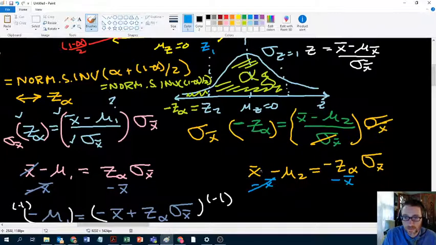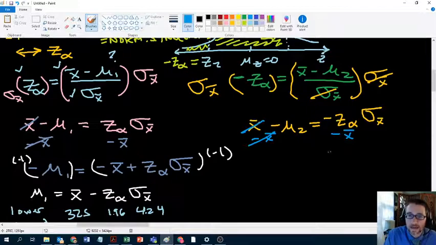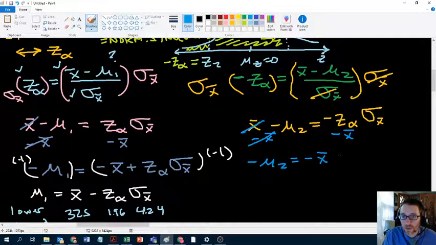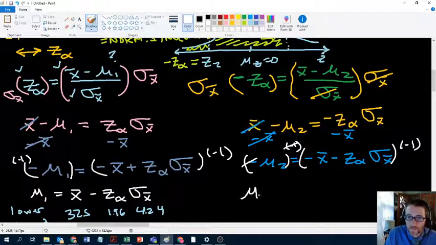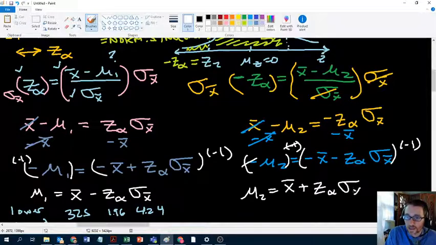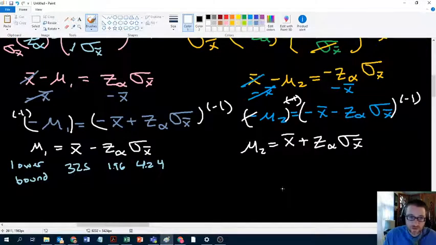These cancel. And we are going to get negative mu2 equals negative x bar minus z subscript alpha times sigma x bar. Last things last, we need to multiply both sides by negative 1. Cancel these out, right? We get mu2 equals positive x bar plus z alpha sigma x bar. And just like before, this would be 325, 1.96, 4.24. But again, what we have done is solve this problem for once and for all, where this is calculating our upper bound.